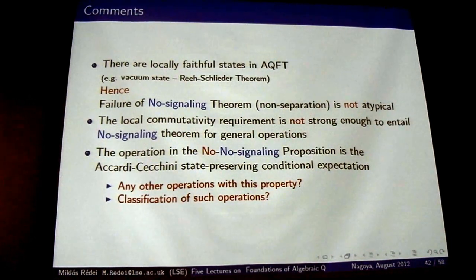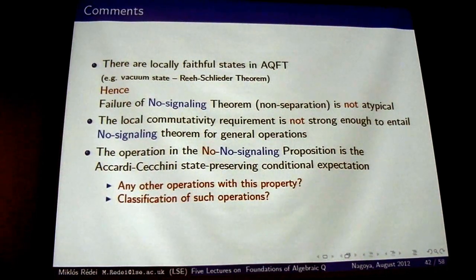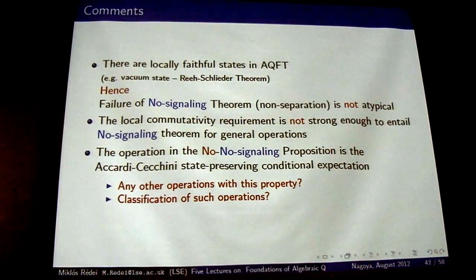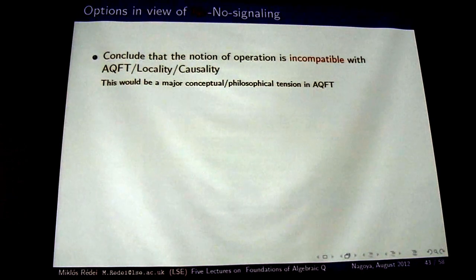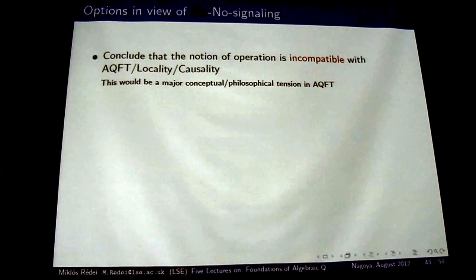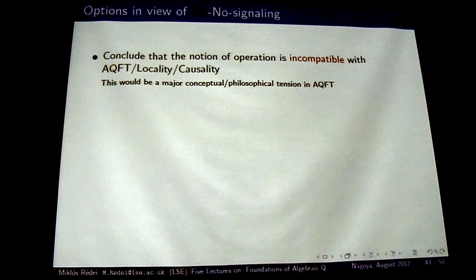Now, of course, if you have the view that only Kraus representable operations are physically meaningful, then this is not really physically relevant. Anyway, what can you do? What are the options in view of this no signaling situation? Well, you can conclude that the notion of operation in this generality is incompatible with the locality and causality as it is expressed in quantum field theory.